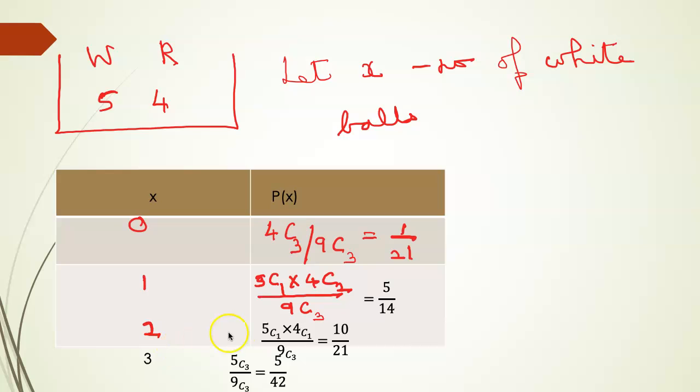If we draw 2 white balls, then 1 is red. So your probability will be 5C2 into 4C1 by 9C3, which is 10 by 21. And the probability of drawing 3 white balls will be 5C3 by 9C3, which is 5 by 42. Note that this is 5C2.